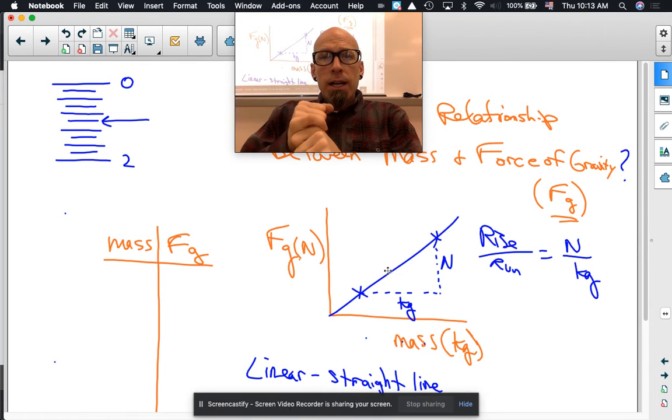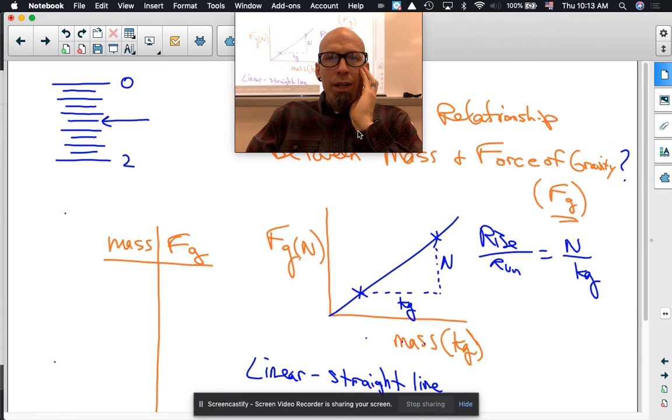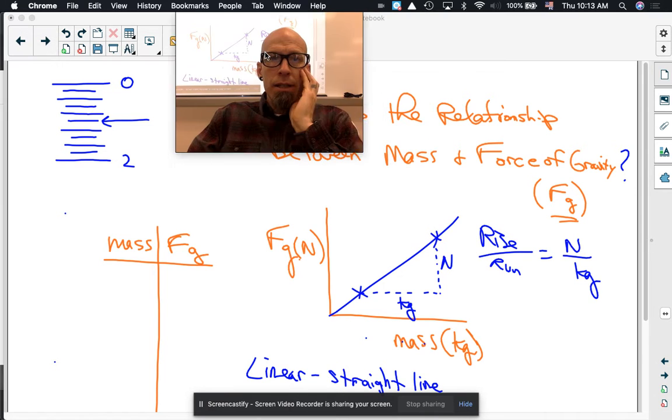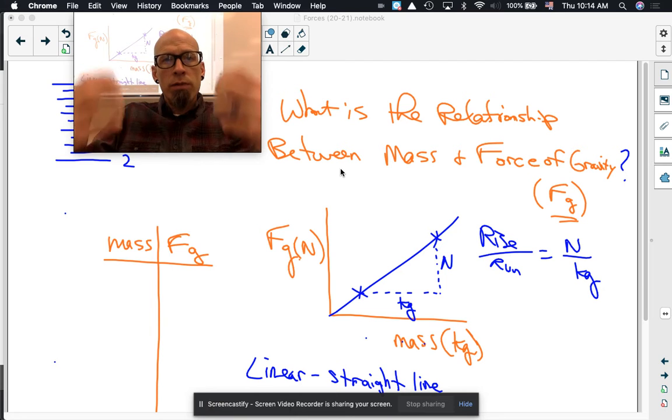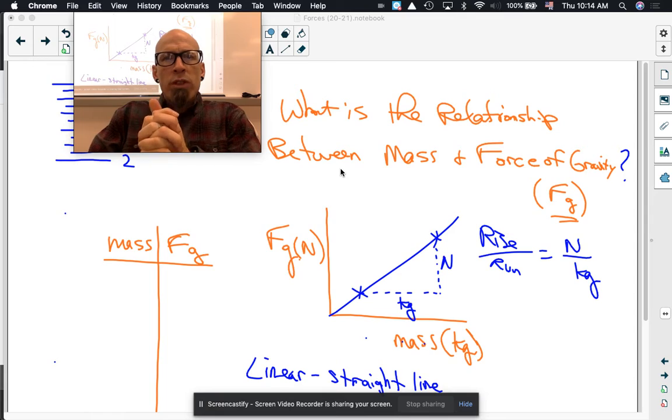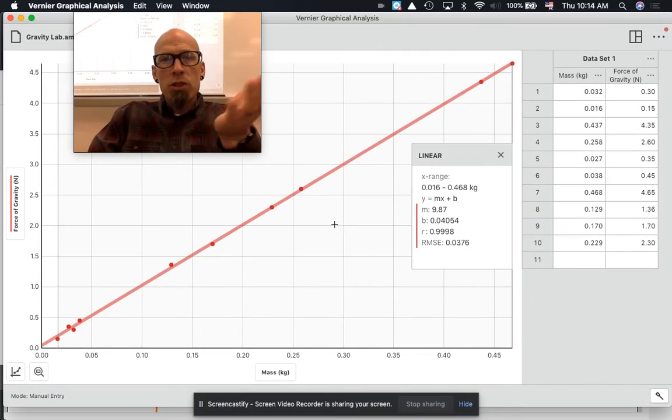So, if you haven't been here, last class we did the gravity lab. This was what we were trying to figure out: we wanted to know what is the relationship between the mass of an object and the force gravity exerts on it. We were pretty certain there was a relationship because it only makes sense, at least I would think, that the more massive something is, the more force gravity would pull on that object with. So we collected some data, and this was our result.